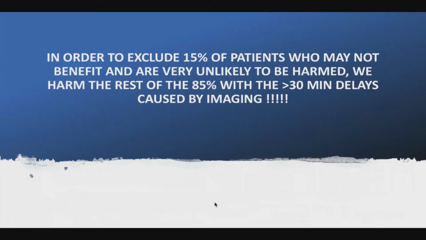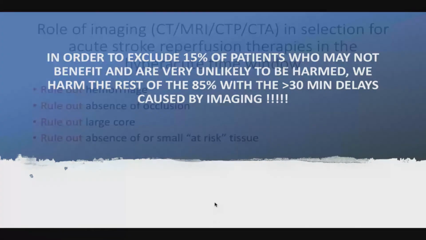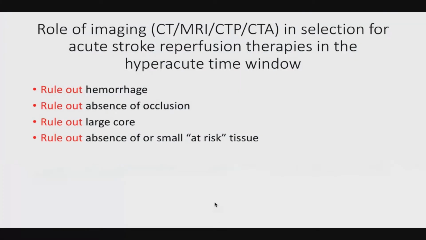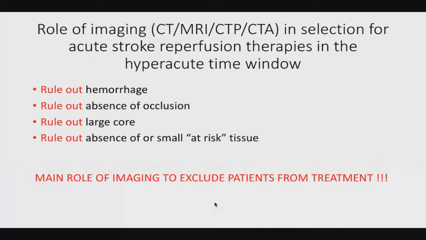So in order to exclude 15% of patients who may not benefit and are very unlikely to be harmed, we harm the rest of the 85% by doing all these advanced imaging techniques that will take time to do, like we saw. Now, I showed you that slide earlier: the goals of doing these advanced imaging techniques are to rule out hemorrhage, rule out absence of occlusion, rule out large core infarct, rule out absence of a small at-risk tissue. But basically, we are doing these advanced images to exclude more patients from treatment.